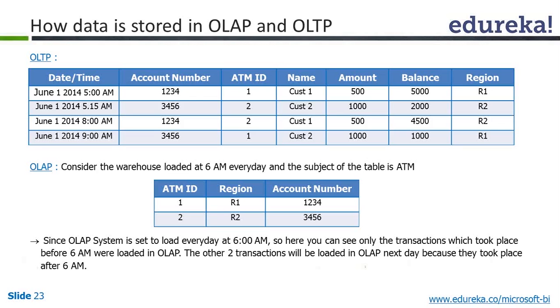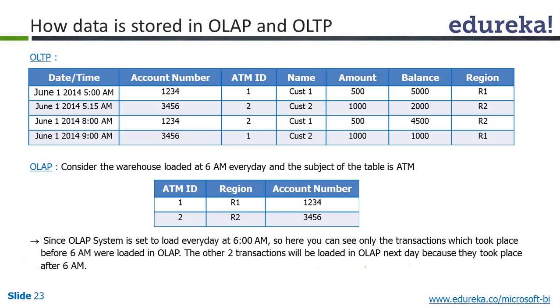But how the data is stored in the OLTP and OLAP, I told you, right? OLTP is a place for different transactions. Suppose you are doing a transaction at the ATM and you have withdrawn some amount, and you will have some balance left over, right? So these are the transactions. For example, on June 1st, with this account number, in ATM number 1, this customer has withdrawn $500 and the balance is, for example, $5,000, right? And this is the region. And in several other regions, there are different transactions happening from different customers. These are the details. Okay.